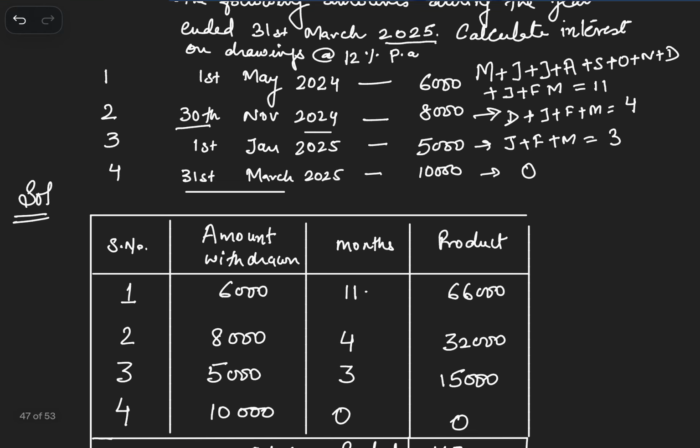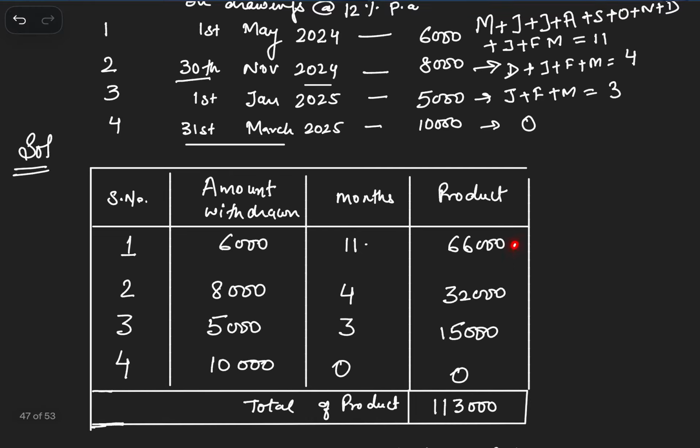In the formula itself, I had informed you that the formula of the product is amount withdrawn multiplied by months, right? So we are writing 6,000 multiplied by 11, 66,000, next 32,000, then 15,000, and 10,000 multiplied by 0 gives us 0, right? Now the total of the product: 66,000 plus 32,000 plus 15,000 plus 0 gives us 1,13,000. Now we have to apply this value in the formula.